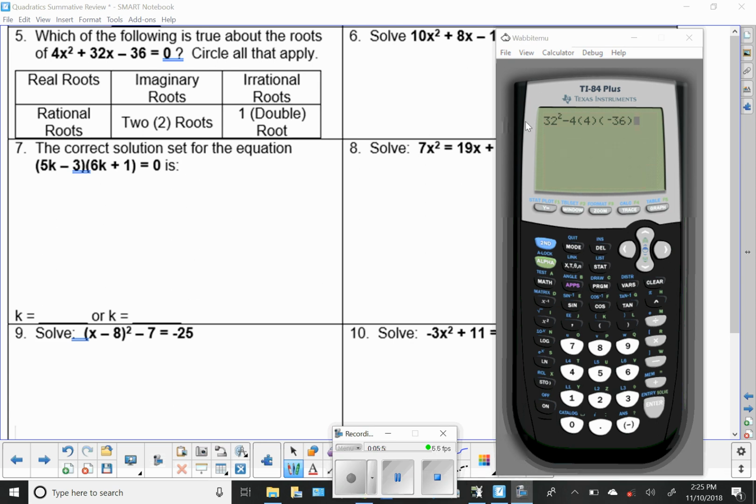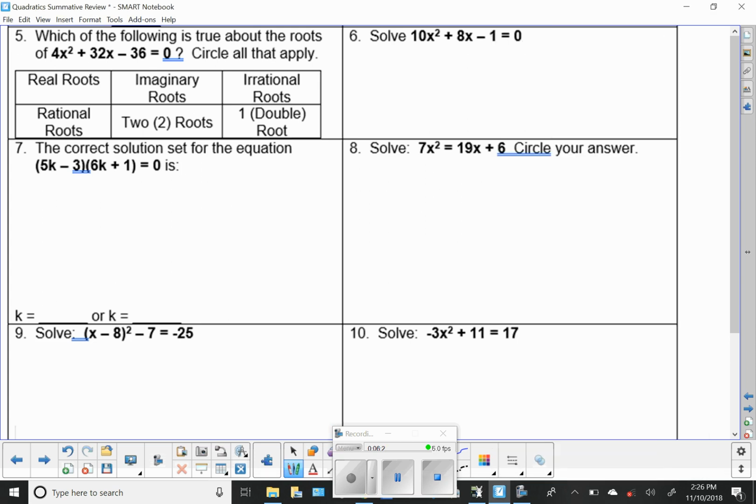To find the discriminant, we've got b squared minus 4ac. We press enter, and it turns out to be 1600. Well, if you're not sure, I know that 1600 is a perfect square, but I could also do the square root of that answer and find that it is a perfect square. That tells me that I have 2 roots, they're real, and they're rational. So I would circle all of those.